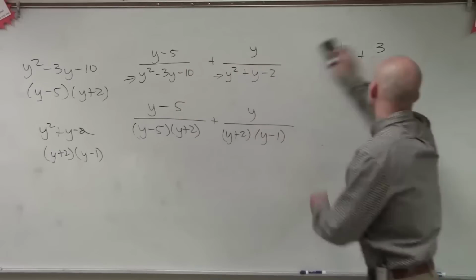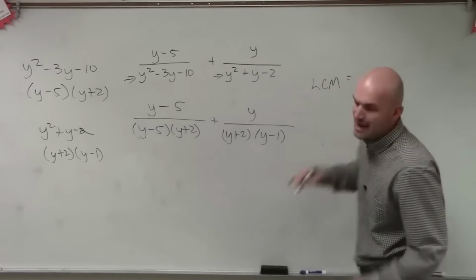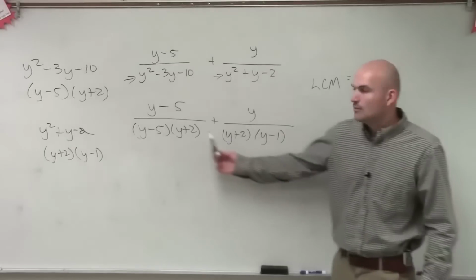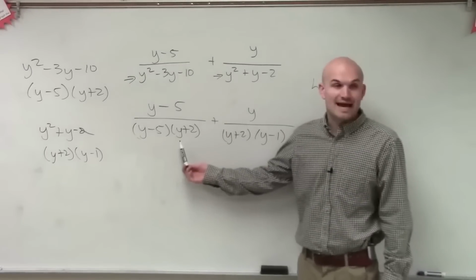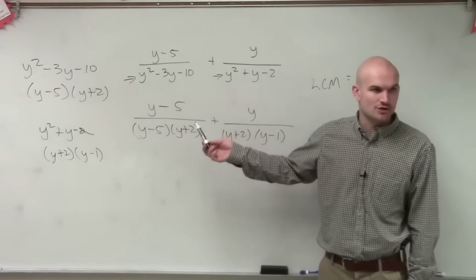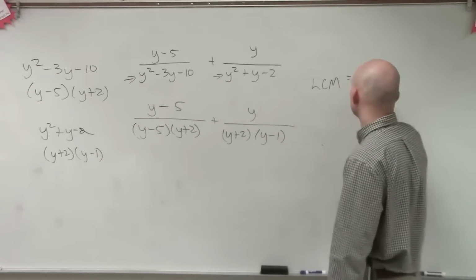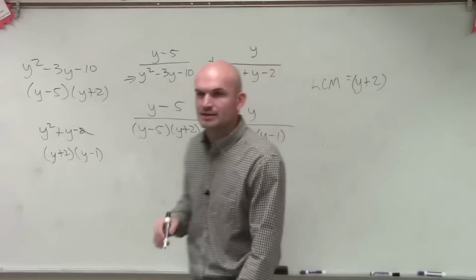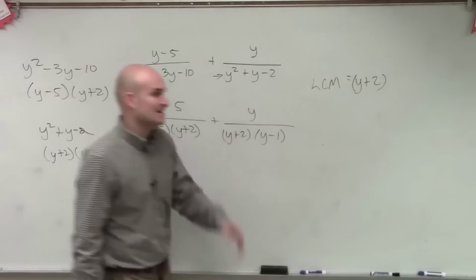Okay. So now I wrote it down and I factored each term. As I go and write my LCM, what does my LCM have to contain? What is the common multiple between these two that they both have to contain? If I was going to multiply these out, do I need to show y plus 2 twice, or can I just show it once? Does y plus 2 divide into y plus 2? Yes. So my LCM is going to include y plus 2. And then what else needs to be a part of my LCM? y minus 5 and y minus 1.